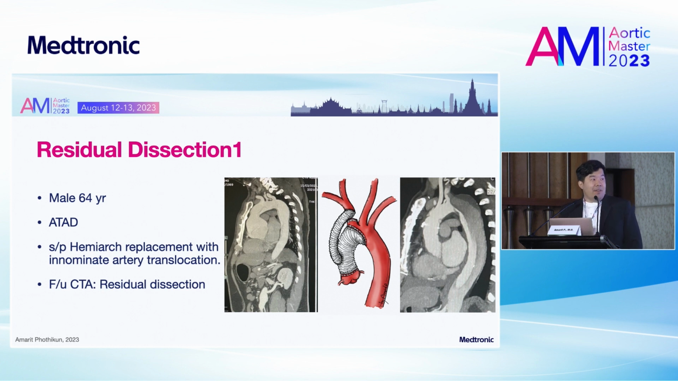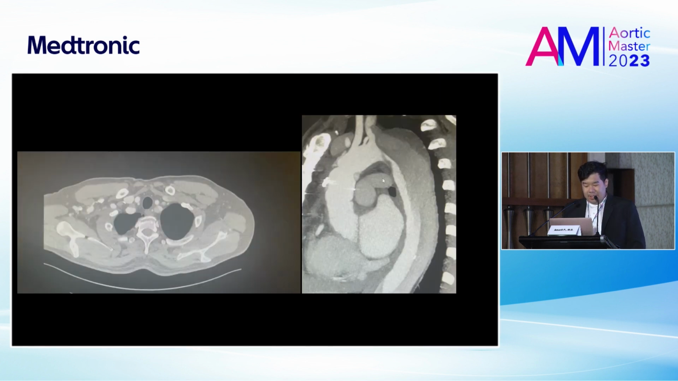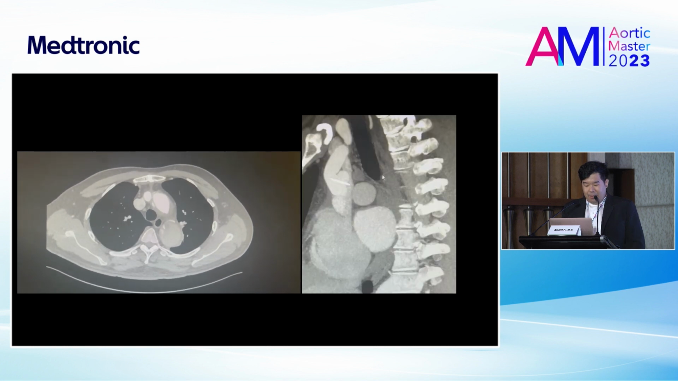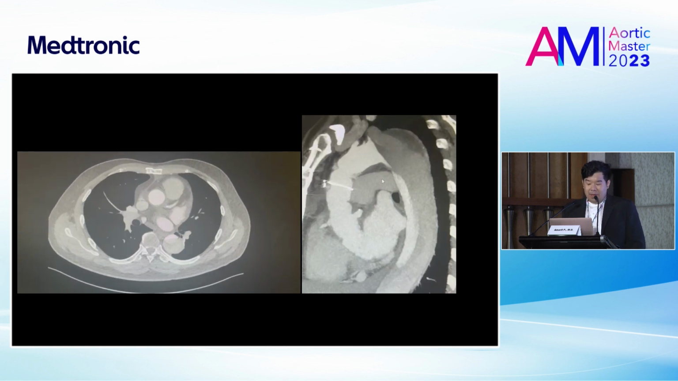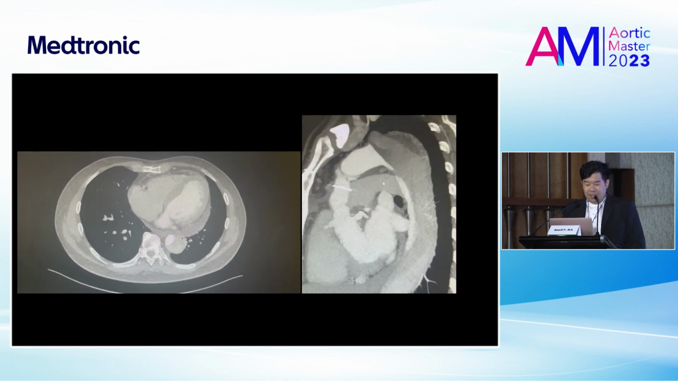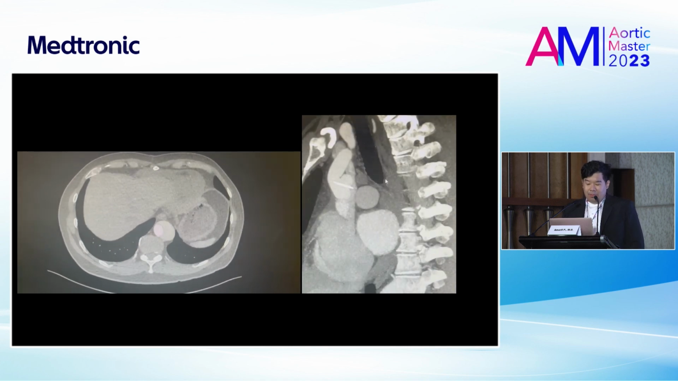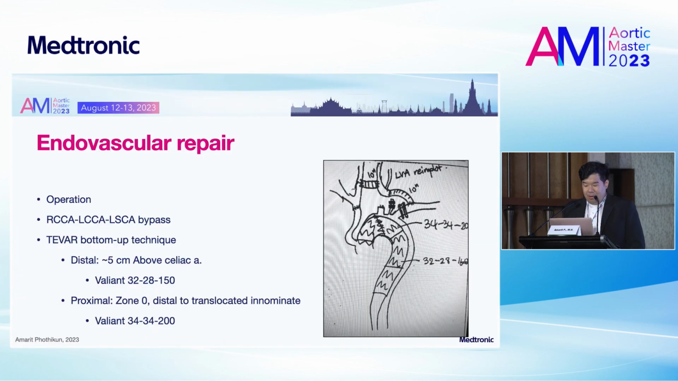In this case, at CT follow-up after we performed the hemi-arch replacement with innominate translocation, the residual dissection is also patent. On the CT, we see the proximal zone is good because it is all replaced by the graft with the translocation, and we also marked the proximal landing zone on the CT. After the CT follow-up, we performed endovascular repair by TEVAR and also did the carotid-subclavian bypass, the same as the second case.